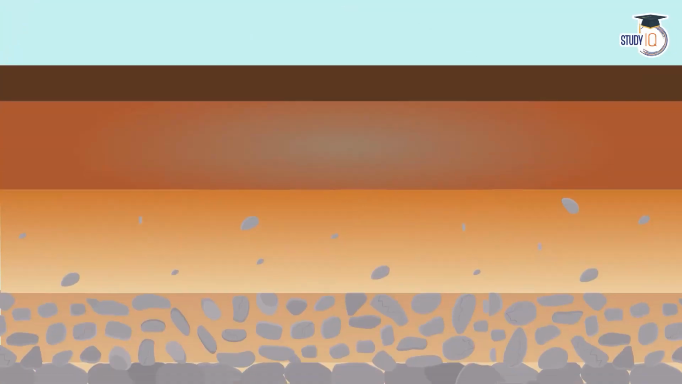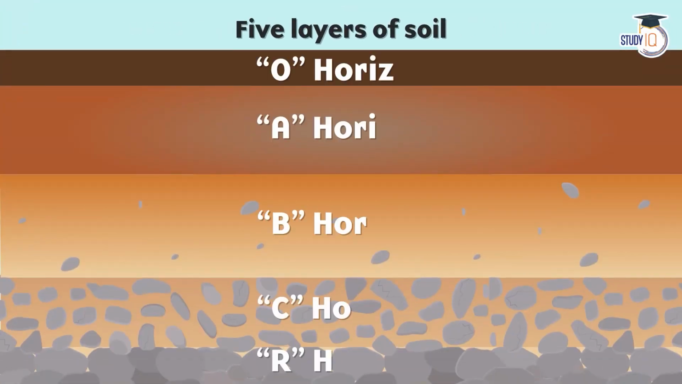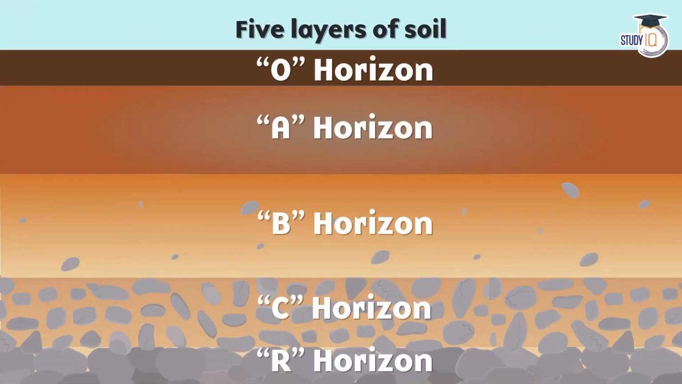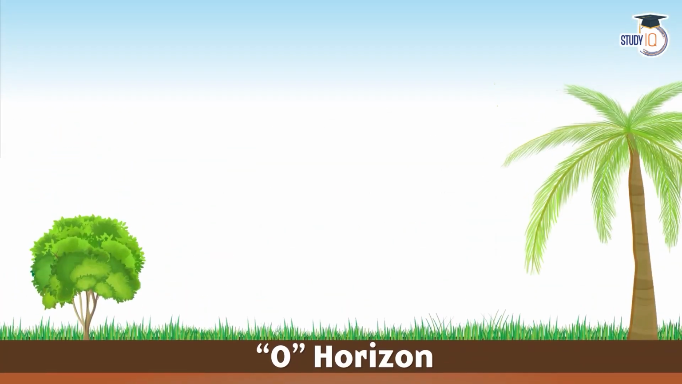In this video, we looked at the soil profile and the various layers present in it. Does the cross-sectional view of the soil layers look somewhat like this? Yes, it does. Let us look at each layer, that is, each horizon in detail in this video. The first layer is the O horizon.